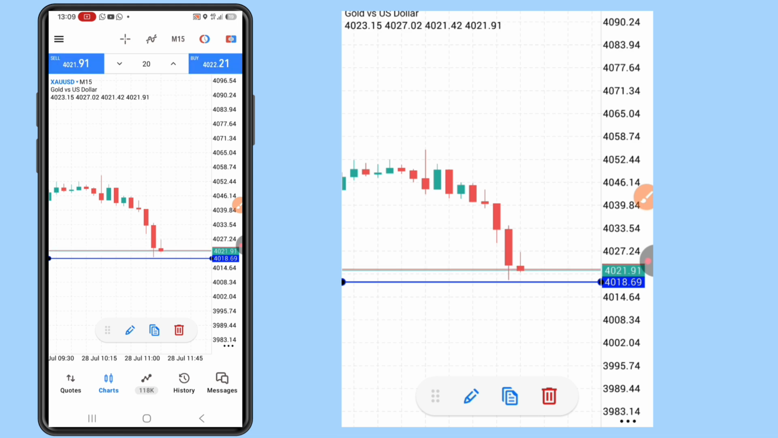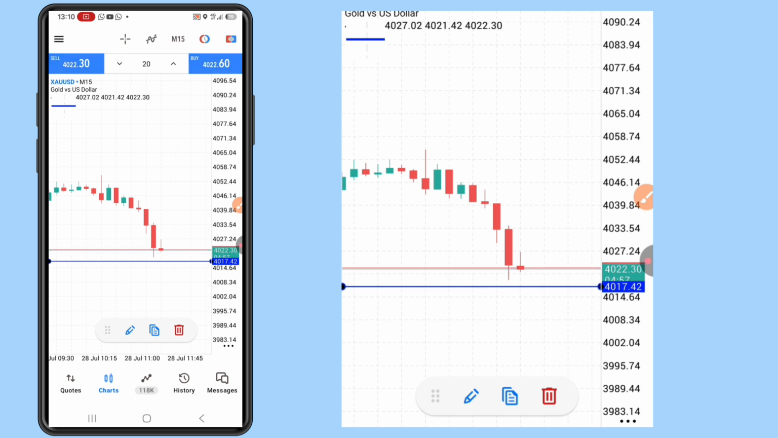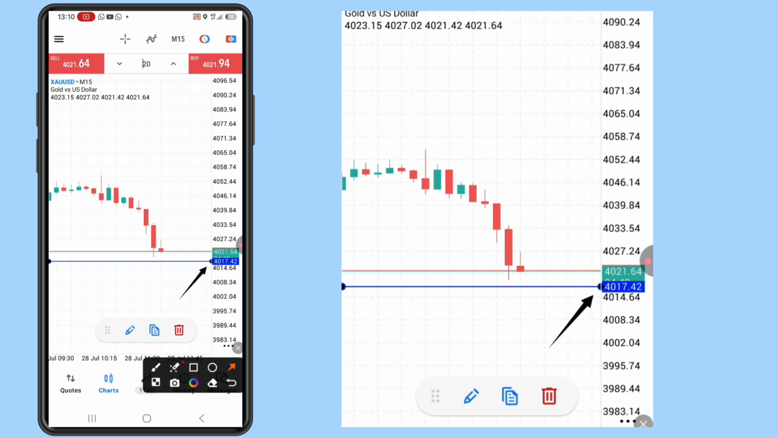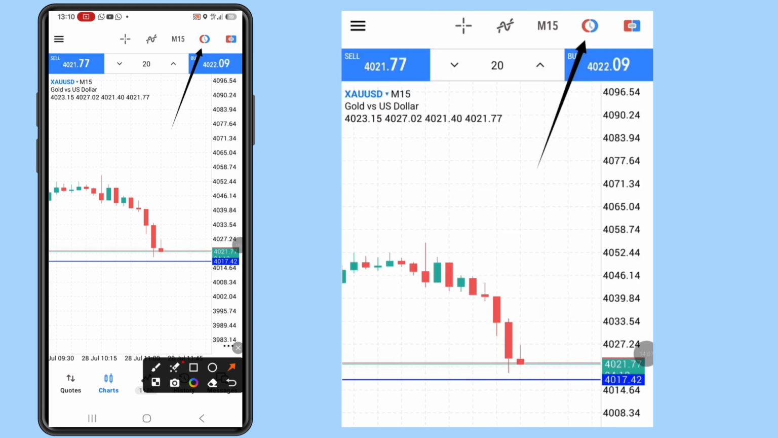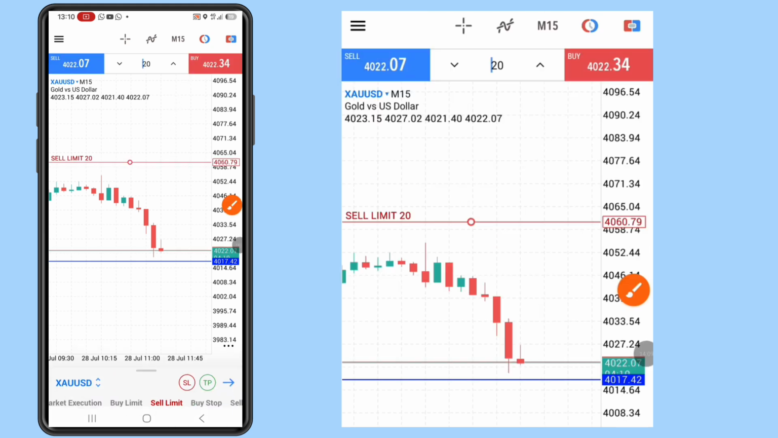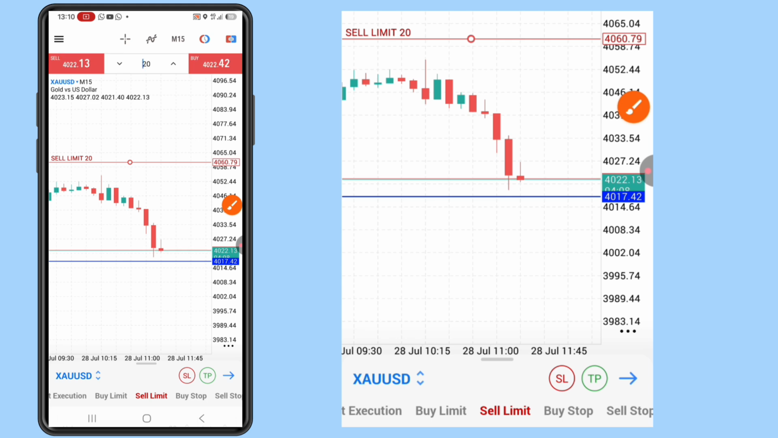Maybe the signal said that you enter at, let's say, 40.17. It's here in case you're not seeing it. You're supposed to enter the market at 40.17. Come up here, okay, click on that, and then automatically it will bring this, and it will bring sell limit.